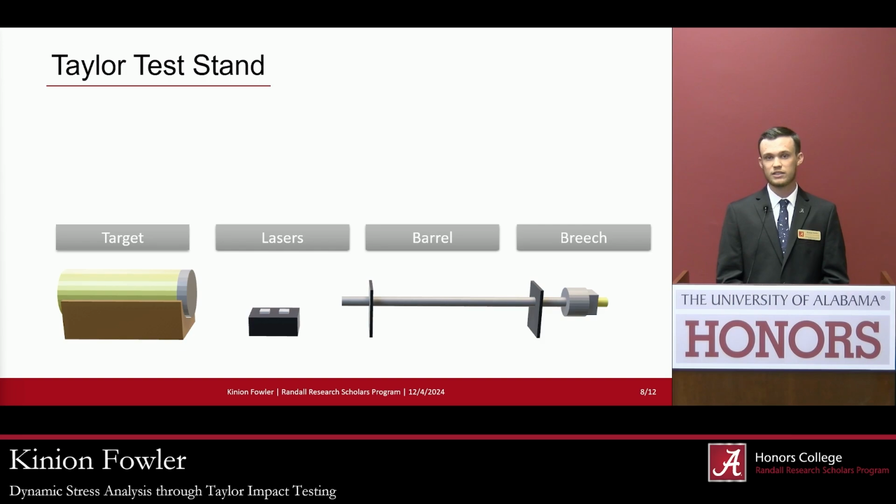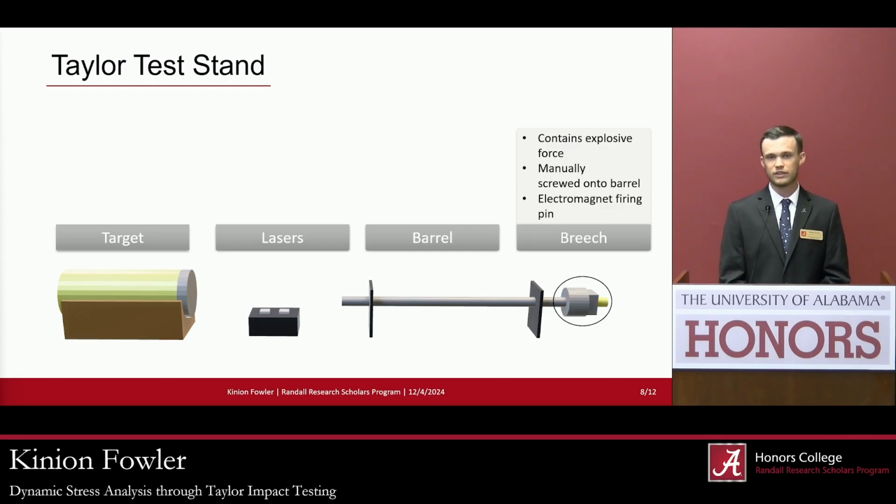This is a model of our test stand. I'll be showing it to you from right to left because that's the direction of travel that the projectiles take during a test. So first we have our breech on the right. This is what contains the explosive force from the gunpowder. We are able to screw it and unscrew it, and that's how we load in our samples. It also has a solenoid on one end of it, and that's able to be triggered remotely.